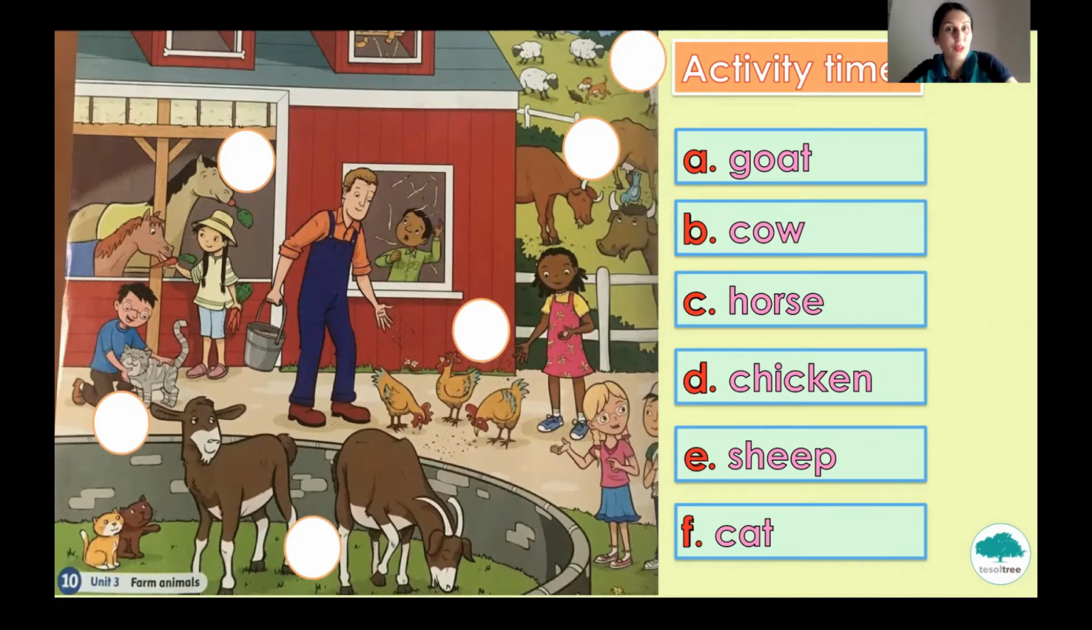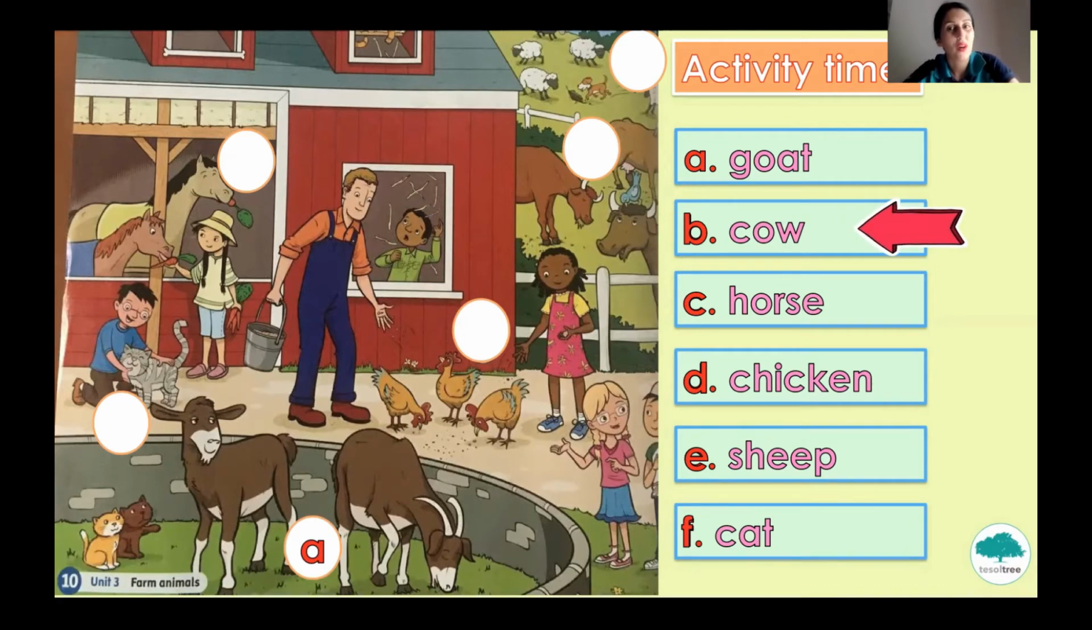So first, we have to find a goat. Can you help me to find the goat? Very good, yes. The goat is here on the grass. So we have to write letter A in this circle near the goat. Very good. And let's continue with the letter B.